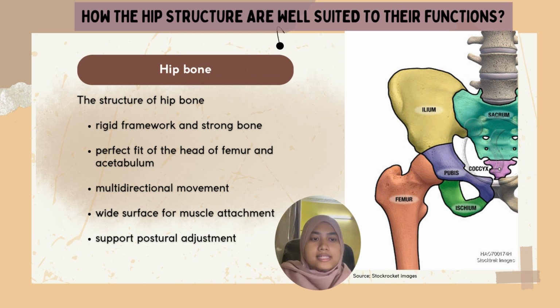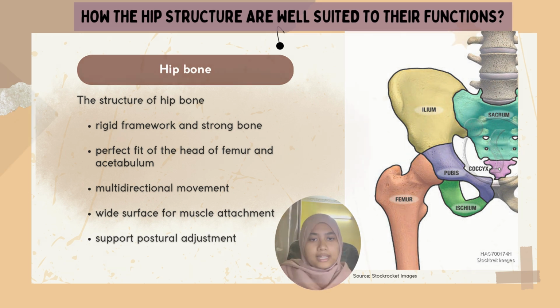Lastly, the hip bone has a wide surface for muscle attachment. When a lot of muscle attaches to the hip bone, it enables strong muscular support. The large attachment areas allow muscles to generate force efficiently, assisting in movement and balance. This contributes a lot to postural control, ensuring the body remains stable and aligned during activities.